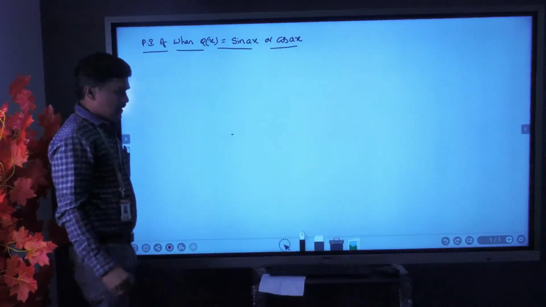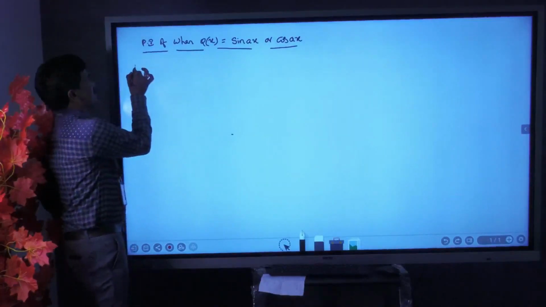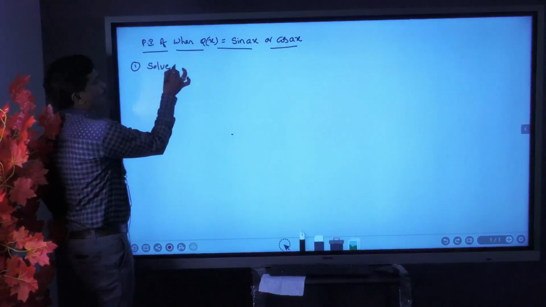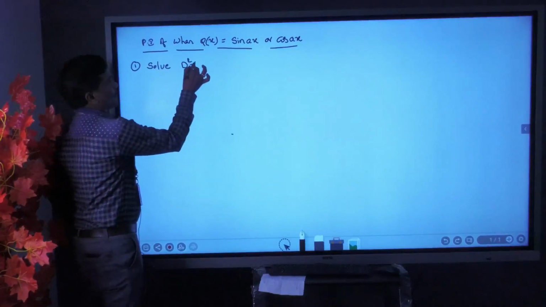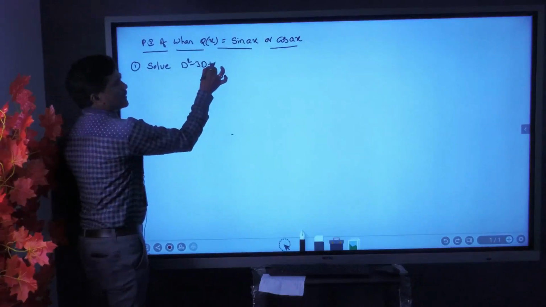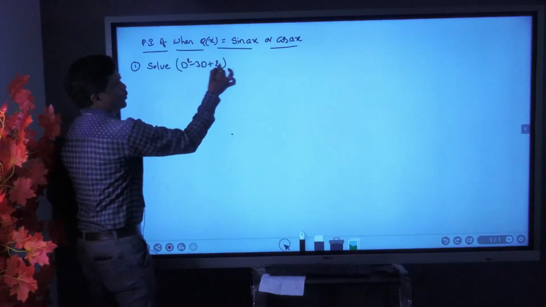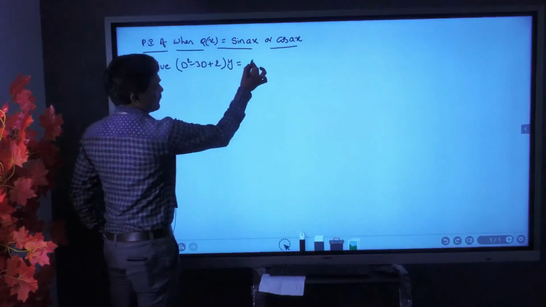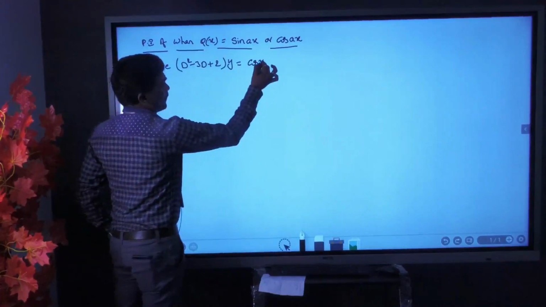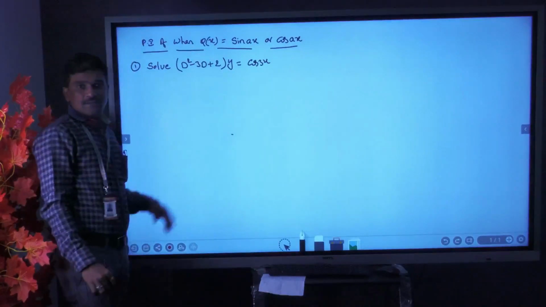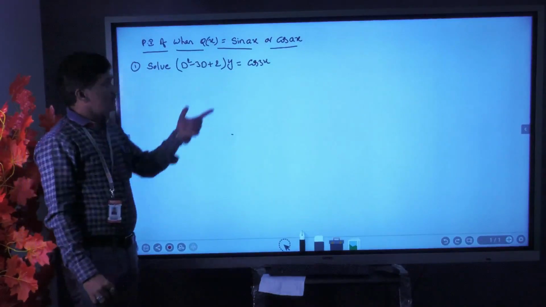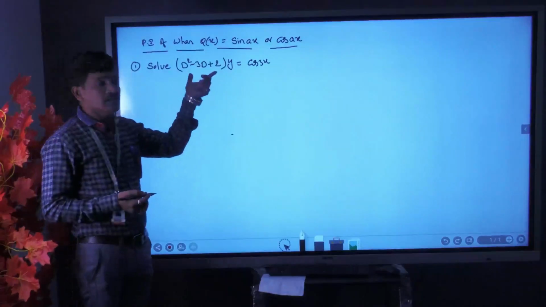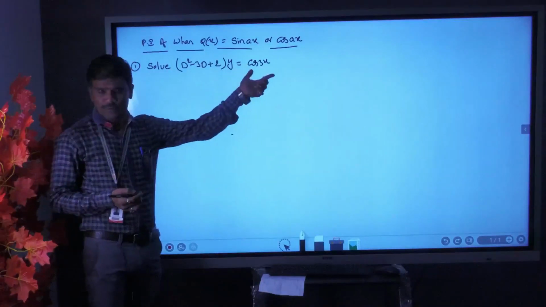The first problem is: solve (D square minus 3D plus 2) y is equal to cos 3x. This is the problem. Now what is the solution of this equation? Here it is in the form of f of D into y is equal to Q of x.